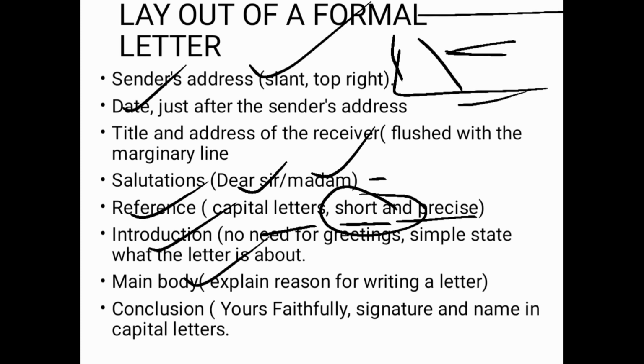In the main body, briefly explain why you are applying for the job, or briefly explain what the letter is about. Let me say, because it's not always that you'll be applying for a job. Maybe you'll be requesting something from a school or from an institution. So in the main body, you explain what the letter is about. Conclusion, you simply say yours faithfully. Remember what I said? Here you've not addressed the person by name. You've used dear sir or madam. So put yours faithfully, put a signature, full stop, then your name in capital letters. You are done.